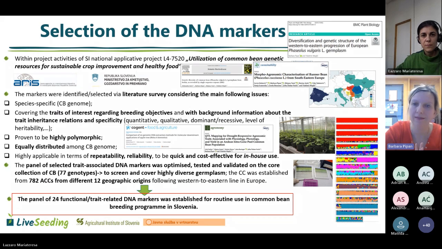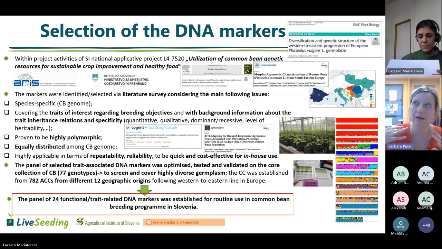The first requirement is that the markers are species specific, so they are specific to the common bean genome. And the second, very important thing, which was already mentioned, is that they cover the traits of interest regarding breeding objectives, with background information about the trait inheritance, relations, and specificity, as already mentioned by Teresa. So the specificity of the traits: are they quantitative, qualitative? We were talking about this in module 3 2 weeks ago, dominant, recessive, and what is the level of heritability.